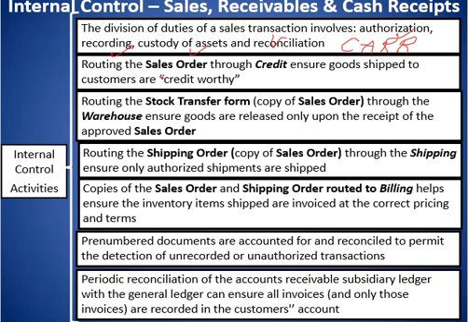Routing the sales order through credit ensures goods and services are shipped to customers who are creditworthy. Routing the stock transfer form, which is a copy of our sales order, we talked about that before, through the warehouse ensures goods are released only upon the receipt of an approved, in effect, sales order in the form of a stock transfer.